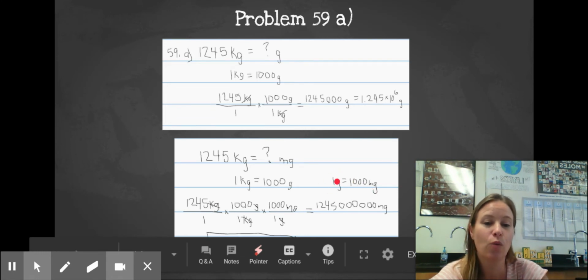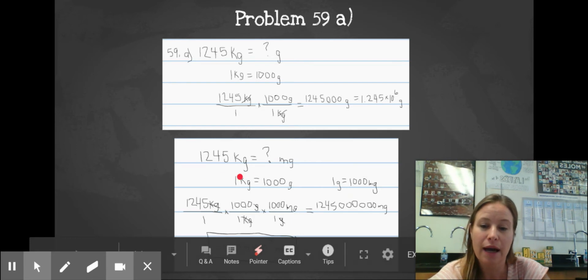Could I say that a 1,000th of a gram equals 1 milligram? Yes, that's still an equality. But now I have a decimal where I don't necessarily need one, so I'm making my life a little harder there. So this is just the way I prefer to set it up.